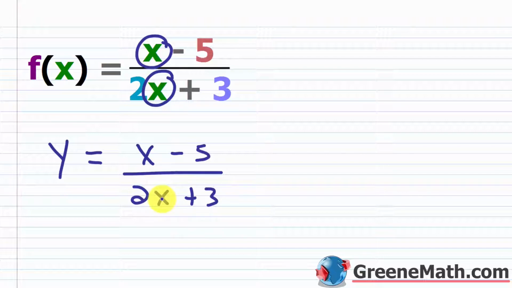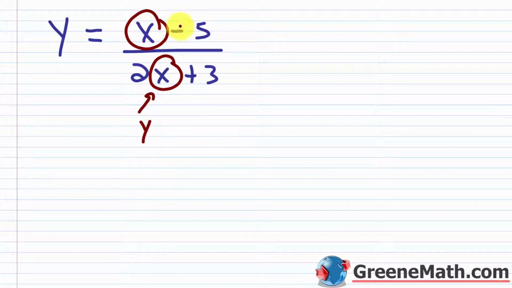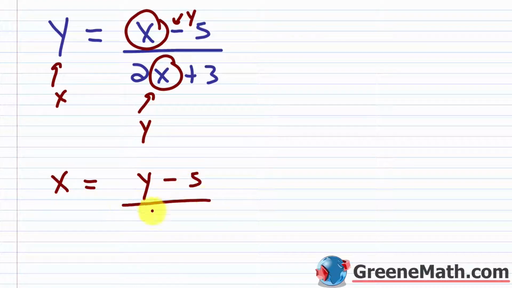Again, just swap these. Let me do this down here. We're going to need a lot of space for this. I don't want to erase anything because people get confused on this one. So I'm going to be switching this and this into a y, and this one I'm going to change into an x. So we'll have x is equal to y minus 5 over 2y plus 3. So far, not too bad.